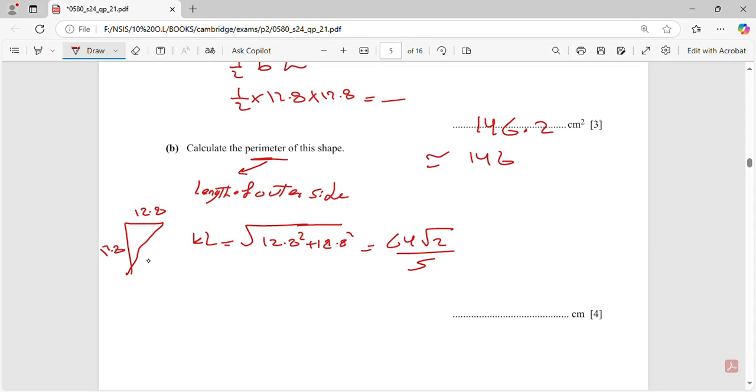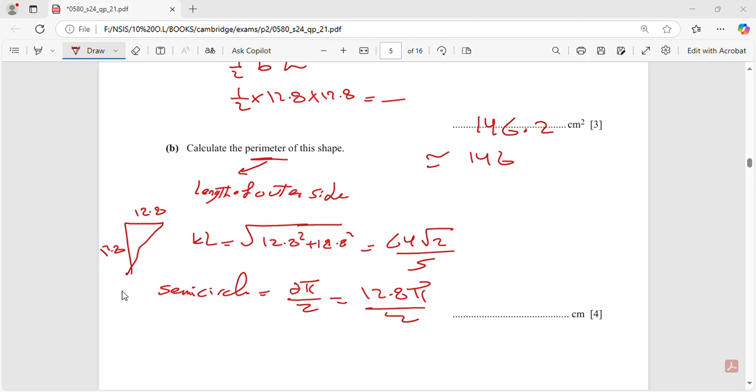Let's calculate the length of the circumference of the semicircle. We know it equals d pi, and since it's a semicircle, d pi divided by 2. You know d is 12.8, so 12.8 multiplied by pi divided by 2. Let's try using our calculator also: 12.8 divided by 2 is 6.4 multiplied by pi. After that I can calculate the perimeter. Instead of calculating this separately, I have to add these together, so it will be 6.4 pi plus 64 root 2 divided by 5.